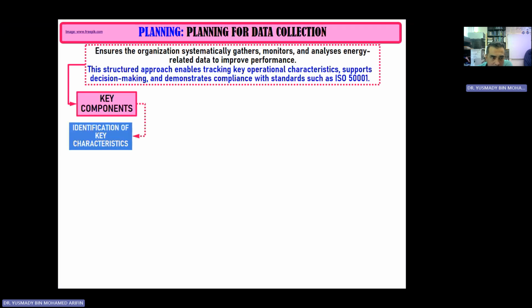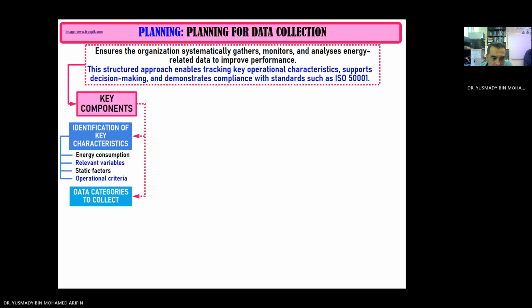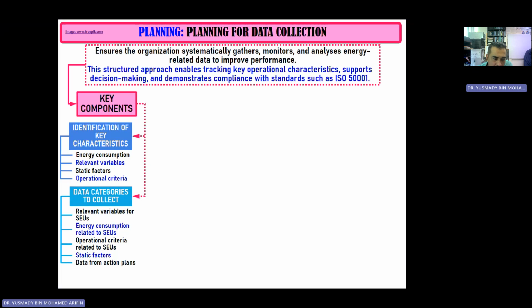Key components: identification of key characteristics such as energy consumption, relevant variables, static factors, operational criteria, and the next key component is data categories to collect. So we need to collect relevant variables for SEUs, energy consumption related to SEUs, operational criteria related to SEUs, and also the static factors. We also need to collect data from the action plan.